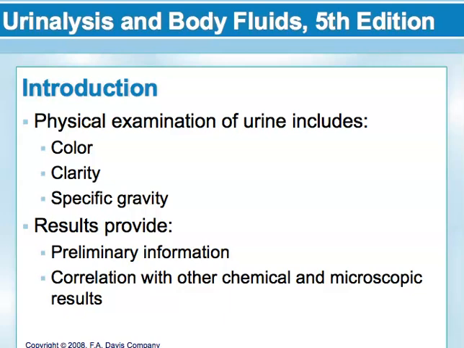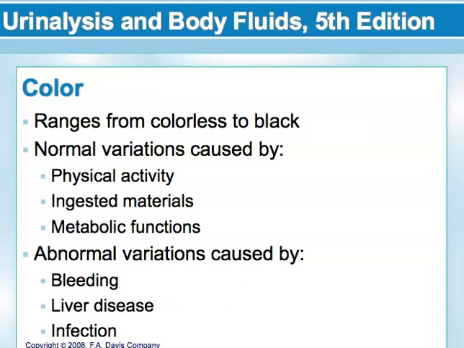So the physical examination of urine includes examination of the urine's color, clarity, and specific gravity. Those results provide important preliminary information and allow for correlation with the other chemical and microscopic results. Normal urine color can range from almost colorless to black, with normal variations due to normal metabolic functions, physical activity, and ingested materials, or pathologic conditions such as bleeding, liver disease, or infection.